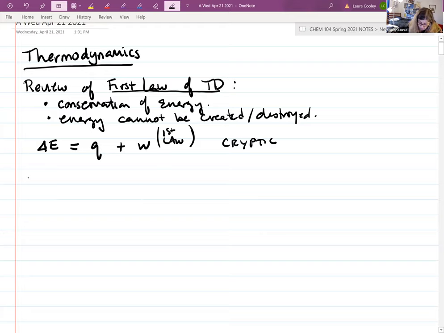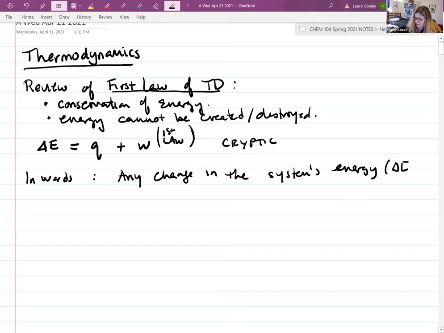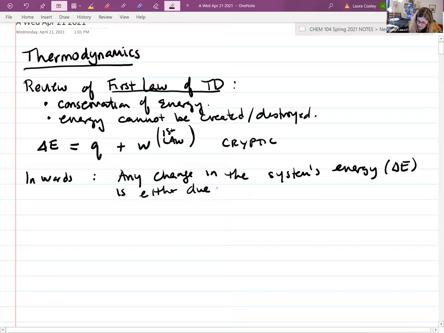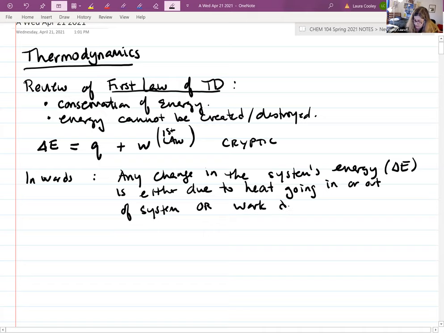The statement of it in words, so this is what it would be in equation form, but in words, it's not much better. It says any change in the system's energy, which we refer to as delta E, is either due to heat going into that system or out of it, or work done on or by the system.